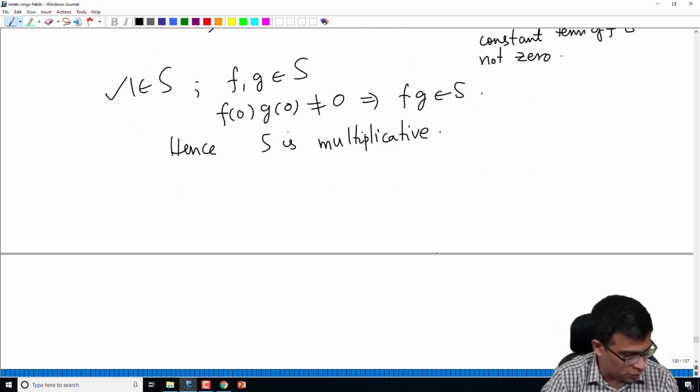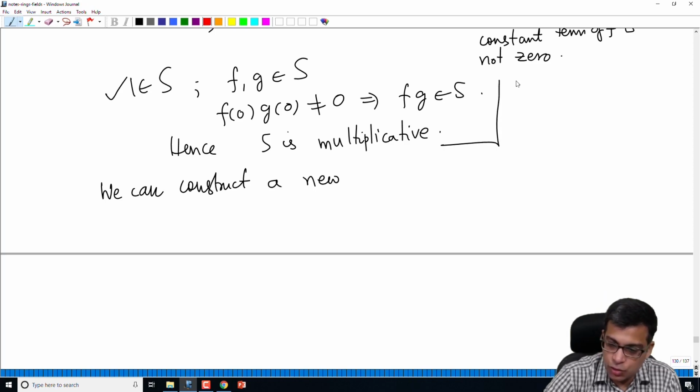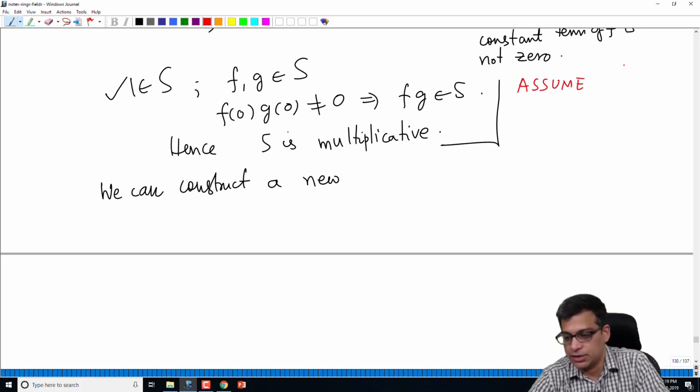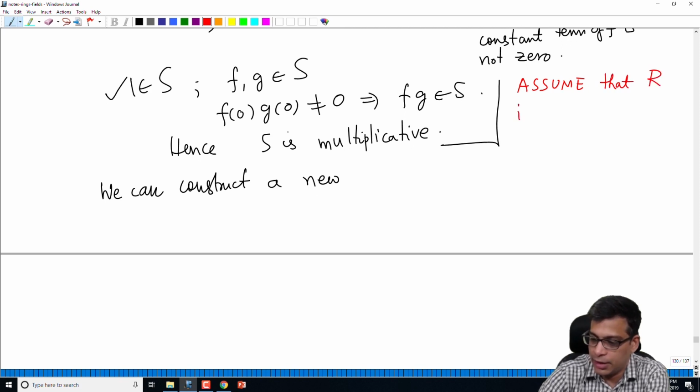So these are some examples of multiplicative sets. Now the point of the problem is not this. The problem is to show that there is a new ring we can construct. I should have said this before: assume, for simplicity, that R is an integral domain. This can be done in general, but as a first introduction, we can assume R is an integral domain.